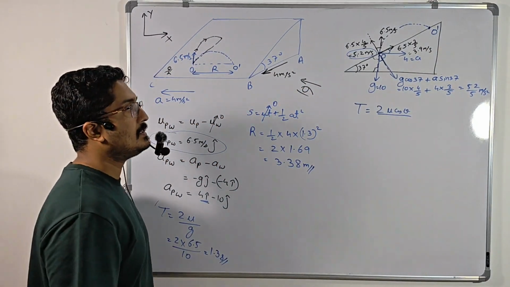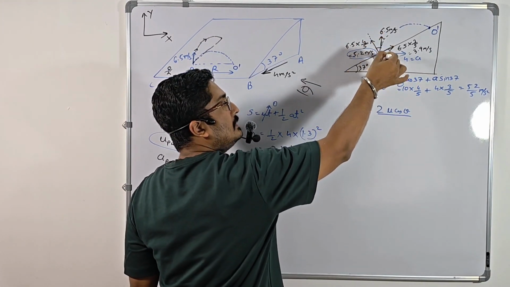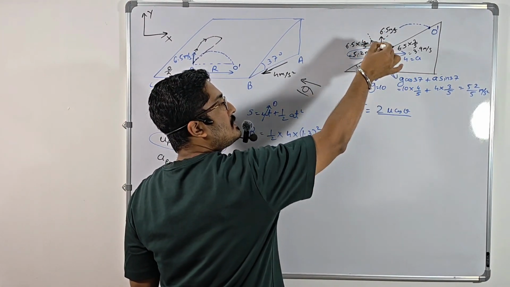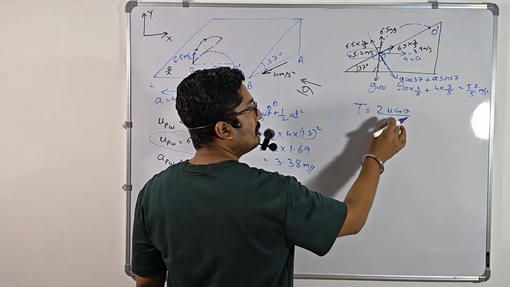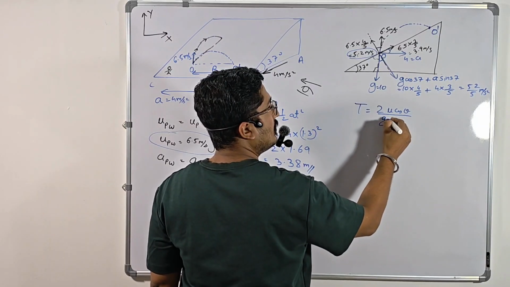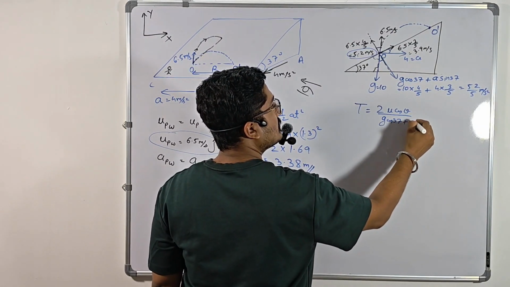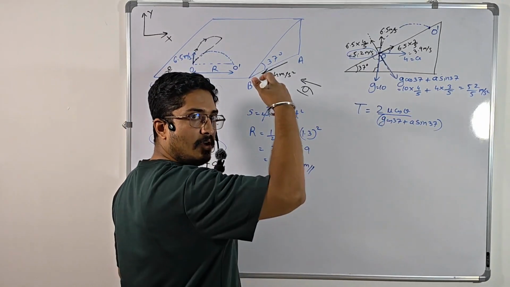This is the acceleration that is happening along this line, that is velocity direction, and this acceleration is in the opposite direction. So I'll be writing my acceleration as this value, that is g cos 37 plus a sin 37. This is the acceleration along that direction.